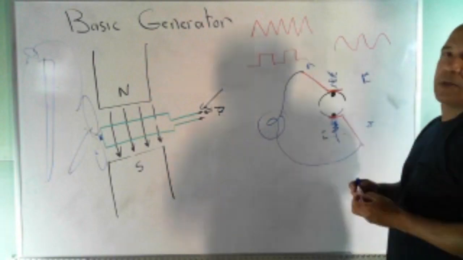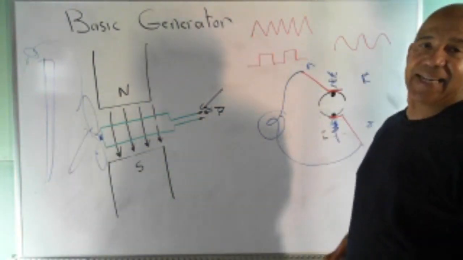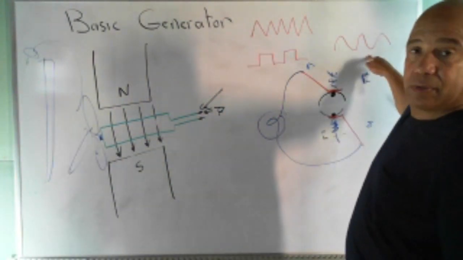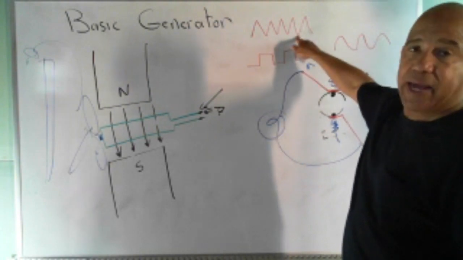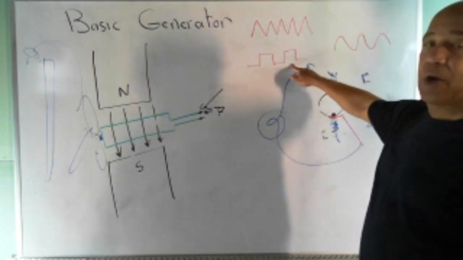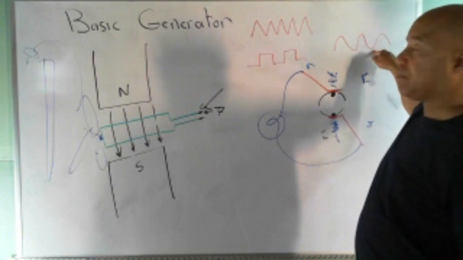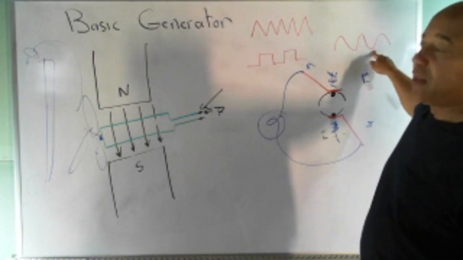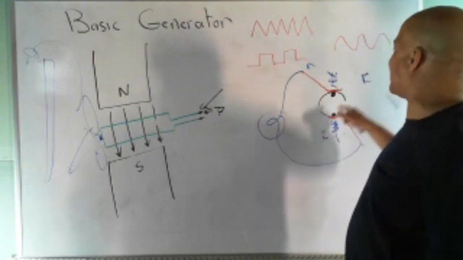Well, the rotating machine only produces one kind of AC, and it's that one. It doesn't produce the triangle wave. It does not produce the square wave. It can only produce the sine wave. And the question is, why? Why is it sinusoidal AC?